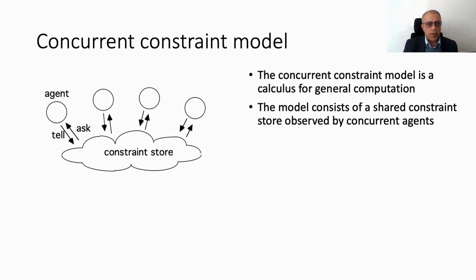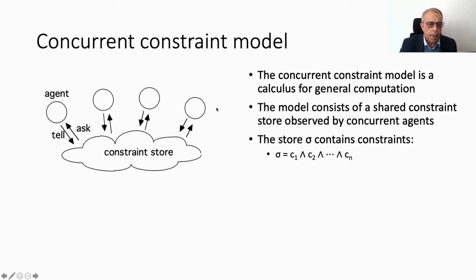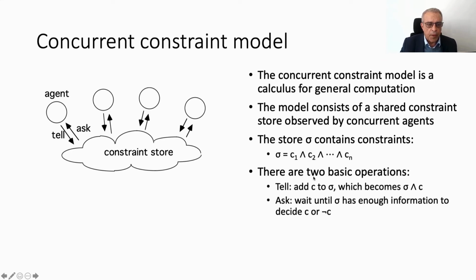So what is the concurrent constraint model? The concurrent constraint model is a calculus for general computation. The model consists of a shared constraint store observed by a number of agents. These are concurrent agents. The constraint store itself consists of a conjunction of primitive constraints, which is a satisfiable conjunction of primitive constraints. And there are two basic operations that are performed by an agent.